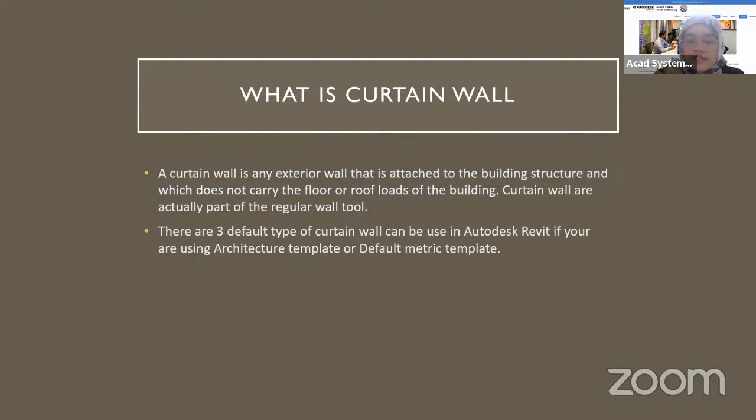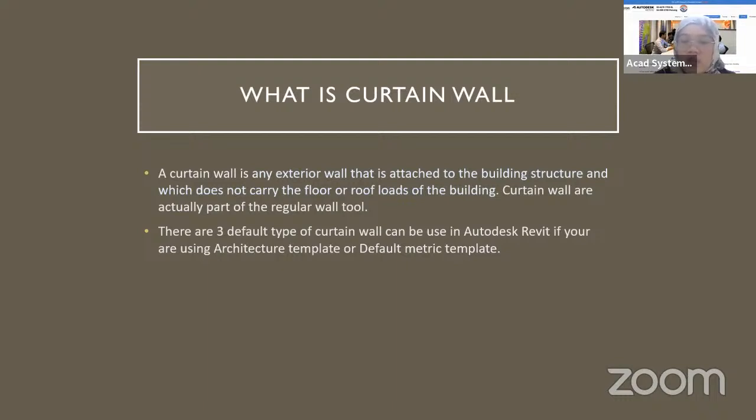So here is the introduction. What is actually curtain wall in Revit? A curtain wall is any exterior wall that is attached to the building structure and which does not carry the floor or the roof loads of the building. So curtain walls are actually not just for glass. It can be any type of panel that you want to use, precast panel or steel panel. So you can use this curtain wall to create the attachment exterior wall for your building.